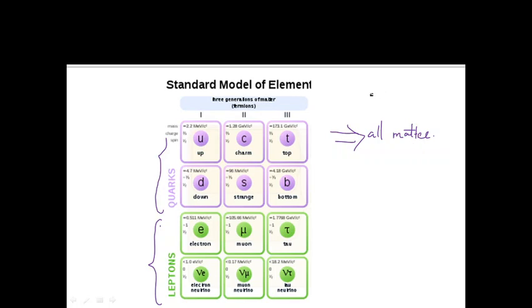So as of now we have told that all matter is made up of atoms, and atoms are made up of protons, neutrons and electrons. But now we are getting a picture that the matter is made up of even still fundamental particles, and we can broadly classify them as quarks and leptons. Now let us understand what are quarks and what are leptons.